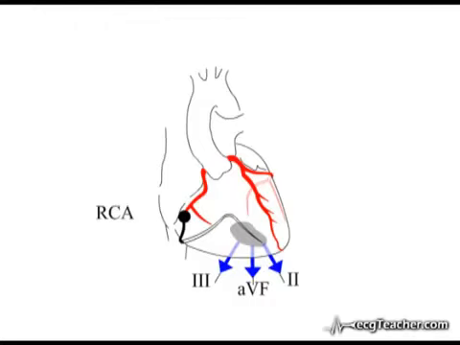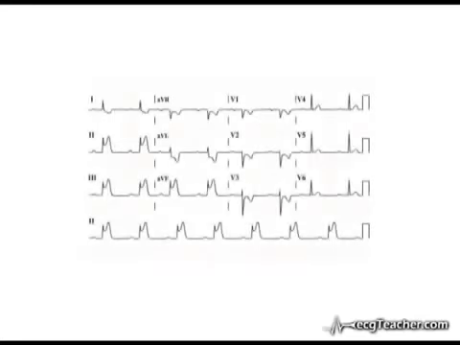Note also that the injury current is moving directly away from leads 1 and AVL. As we'll see shortly on the ECG, this can produce ST depression in these leads, so-called reciprocal change. On a standard ECG, the recordings from leads 2, 3 and AVF are grouped together in the bottom right-hand corner of the A4 readout.